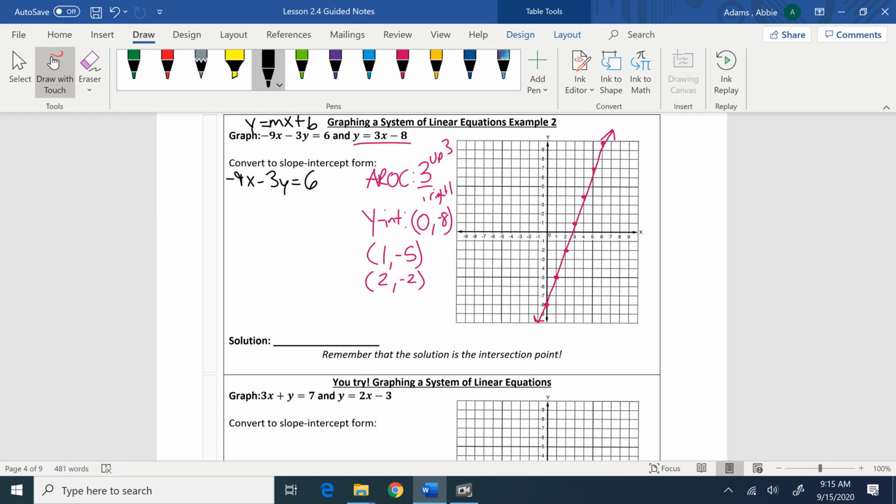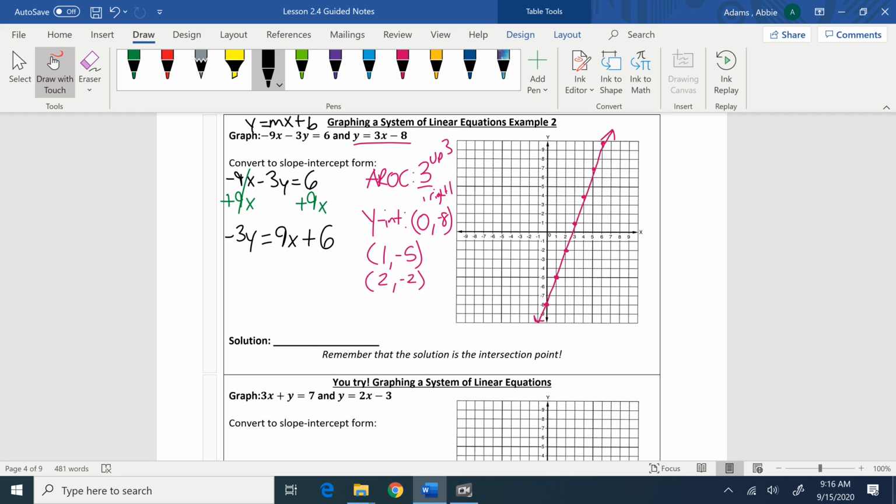So first things first is to isolate your variable term, which in this case is negative 3y. So I want to get rid of the negative 9x on the left-hand side. In order to do that, I'm going to have to add 9x to both sides. That is your addition property of equality. So I now have negative 3y equals 9x plus 6.